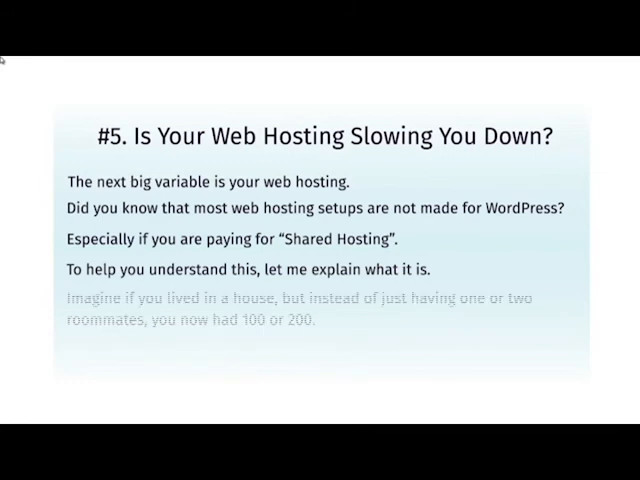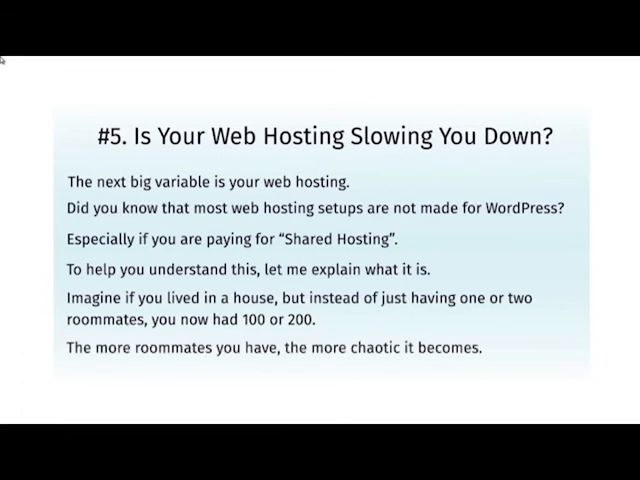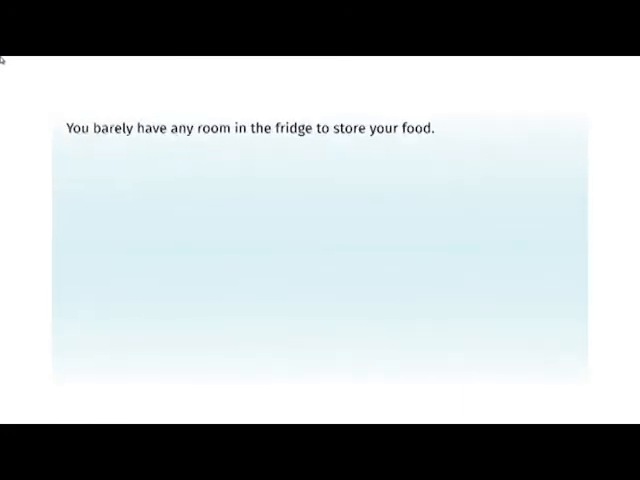I'm going to give you an analogy here. Imagine if you lived in a house, but instead of having 1 or 2 roommates, you now had 100 or 200 roommates. The more roommates you have, the more chaotic it becomes. If you think about just adding 5 or 10 or 100 people, your life will turn into chaos, because now you have other people who may have different intentions that will affect you in some way. Now, think about it deeper. You barely have any room.